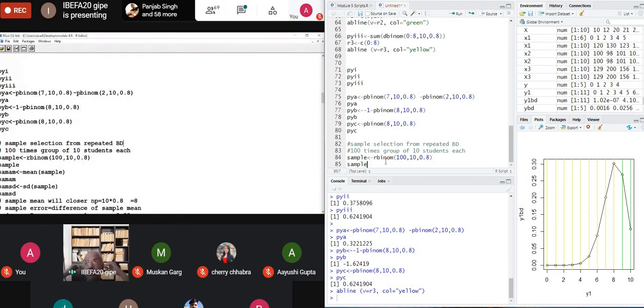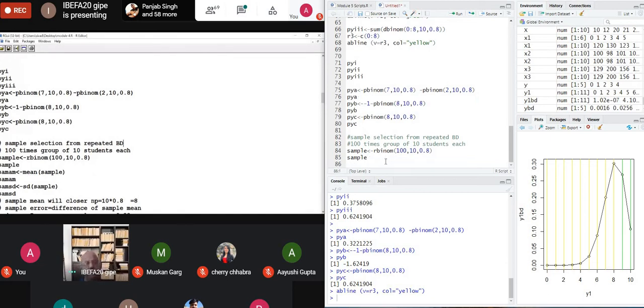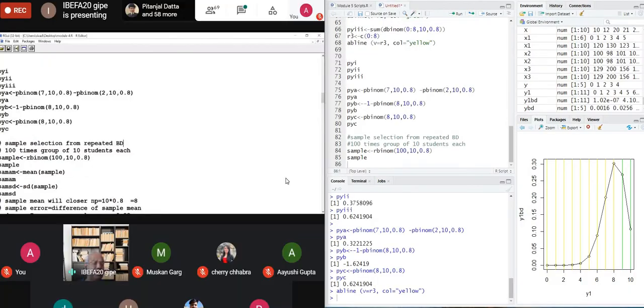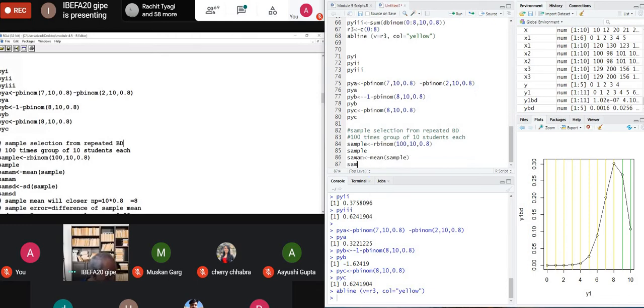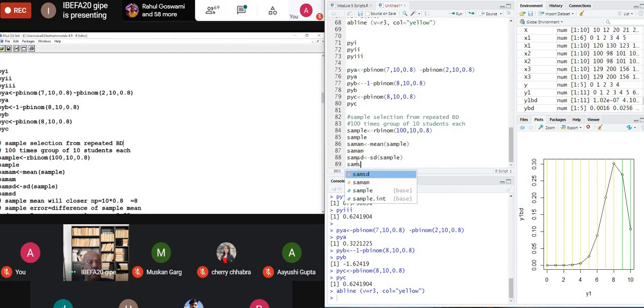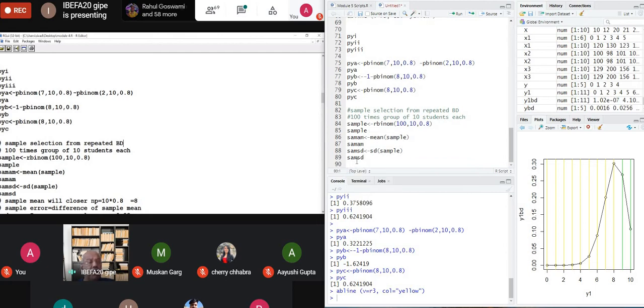Because now I have to explain the real life problem. In real life, you are not doing just one sample, but plenty of samples. So see the sentence on the screen: 100 times a group of 10 students each. That is the R binom.